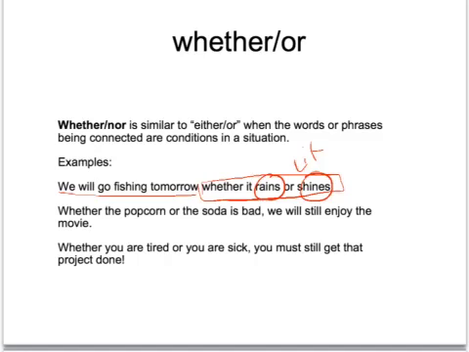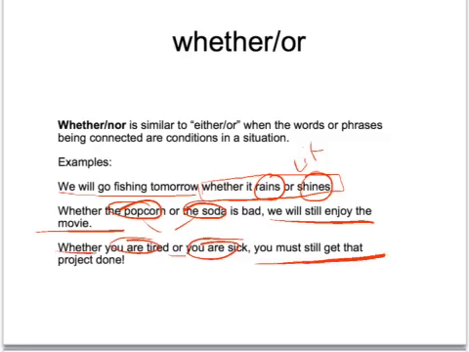The next one, whether the popcorn or the soda is bad, we will still enjoy the movie. So we will still enjoy the movie. Then the condition is the popcorn and the soda, whether they're bad or not. They're being compared. The popcorn and the soda of equal value. Whether either one is bad, we will still enjoy the movie. Whether you are tired or you are sick, you must still get that project done. So, you are tired, you are sick, of equal value. Whether you are tired or you are sick, and then here's the main sentence. You must still get that project done. So this is kind of the condition to that.